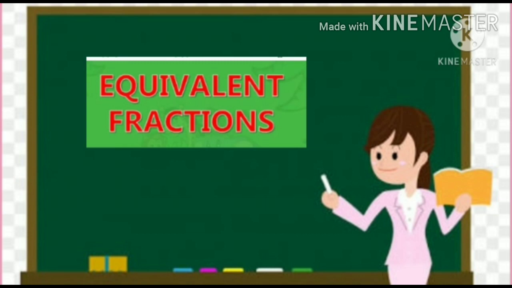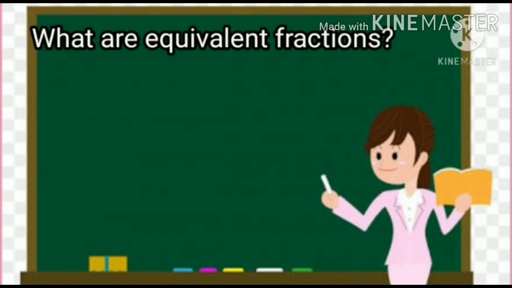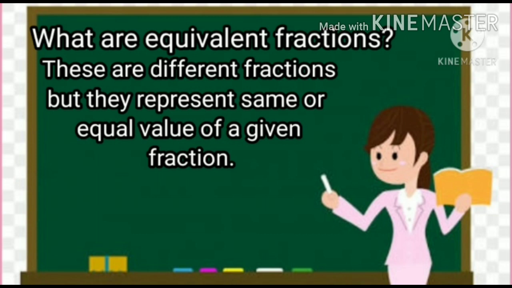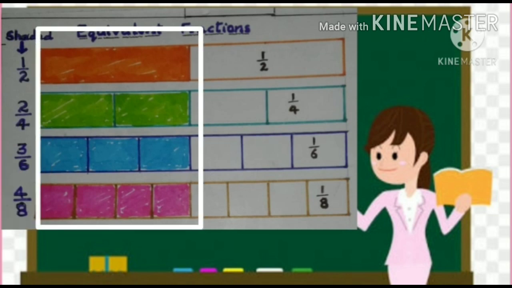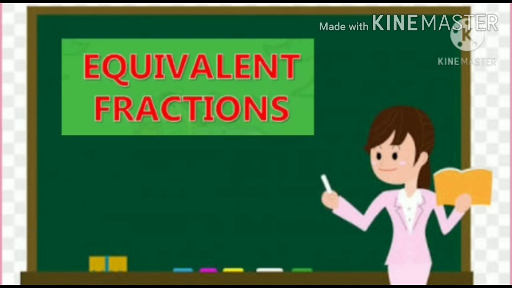Equivalent fractions. What are equivalent fractions? These are different fractions, but they represent the same or equal value of a given fraction. Let us see how. Look at these rectangles. Here, 1/2, 2/4, 3/6, 4/8 all represent half part of the whole rectangle. So, these fractions are called equivalent fractions.